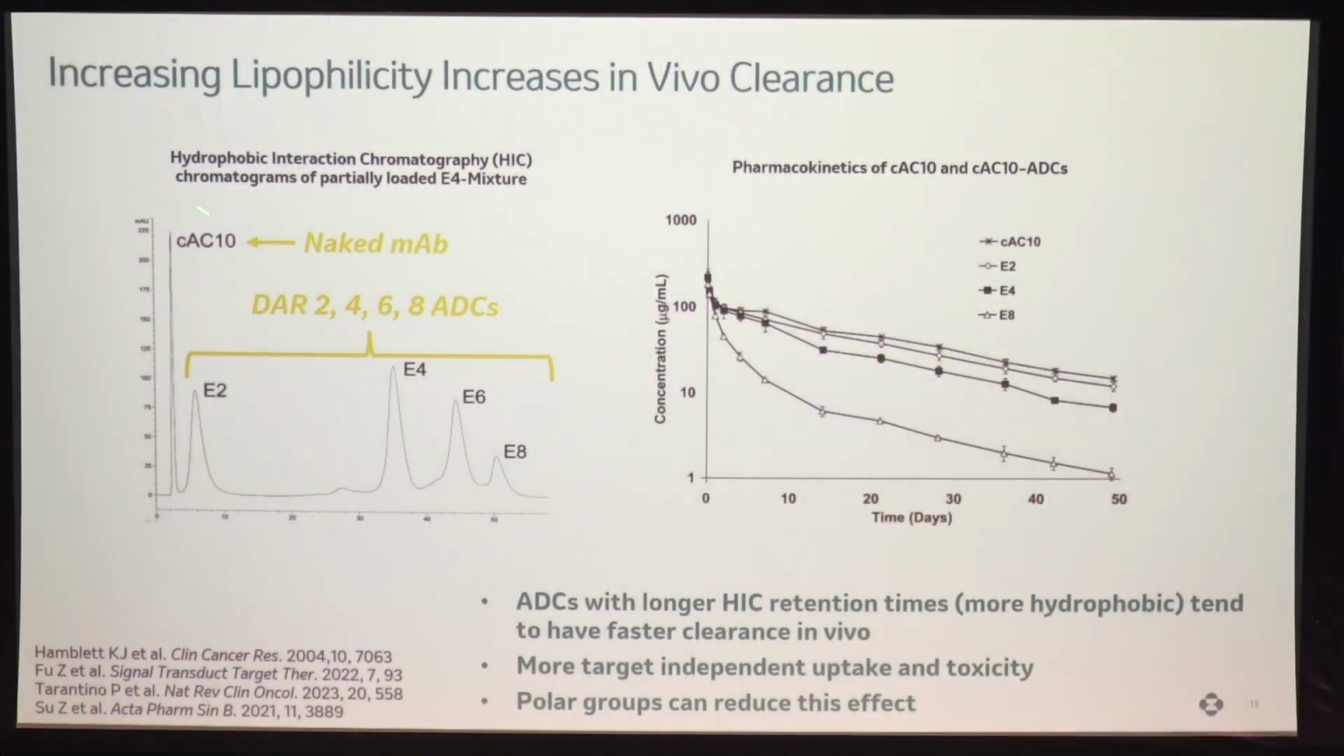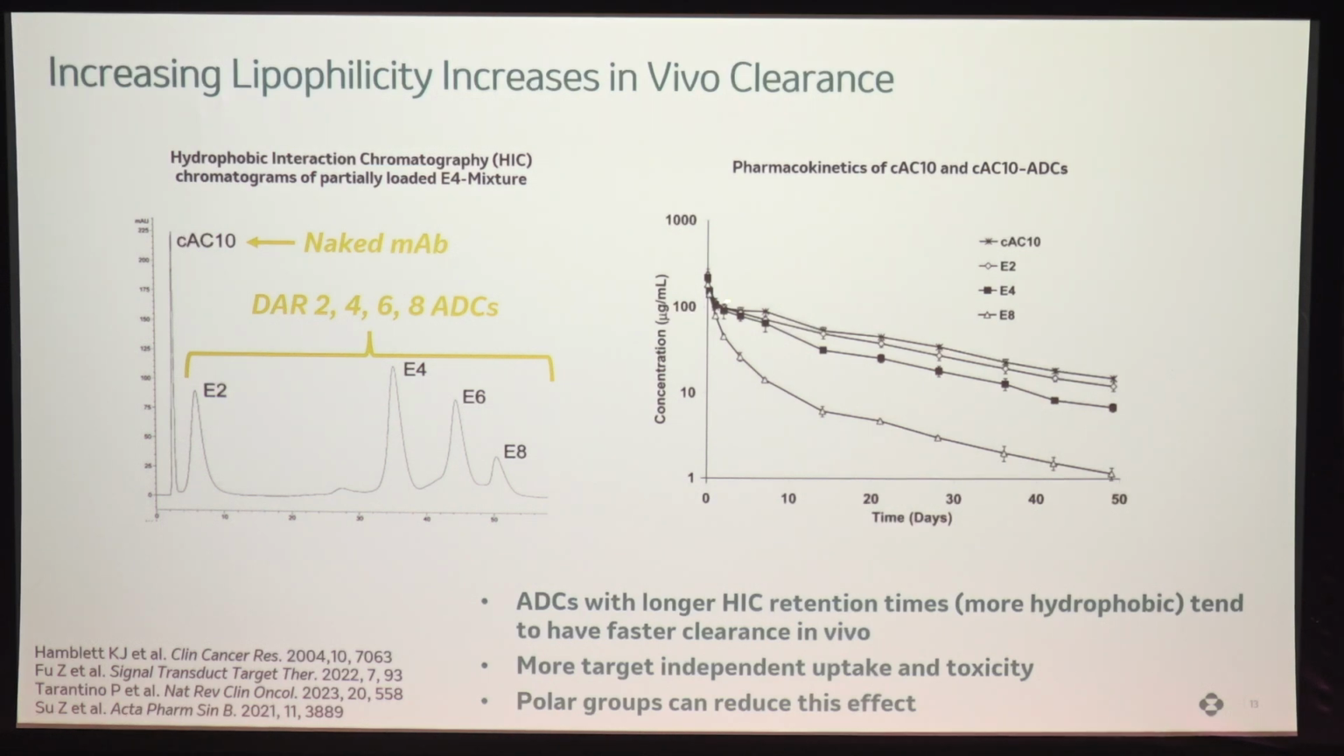And if you actually look at this via HIC chromatography, where a longer retention time indicates a more lipophilic molecule, the naked antibody is here on the left. And as you go from DAR2, 4, 6, 8, you dramatically increase the hydrophobicity of these molecules. But importantly, the implication of this is actually you erode the PK profile for these molecules. And that's what's seen on the right here.